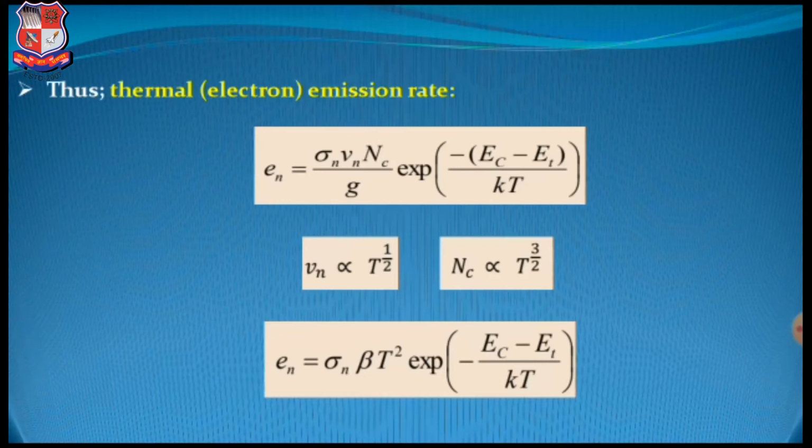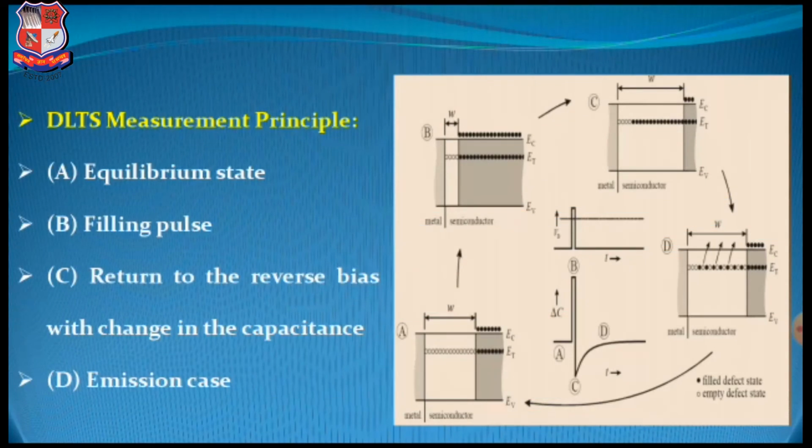Vn is proportional to the square root of T, Nc is proportional to T raised to 3 by 2, that is of temperature, and thus using both the proportionalities we can reformulate equation number 1 as En is equal to sigma n, beta is the proportionality constant, beta T square, because when we multiply T raised to half and T raised to 3 by 2, we have T square, exponential minus Ec minus Et upon Kt. So this is the DLTS measurement principle, and different stages are there.